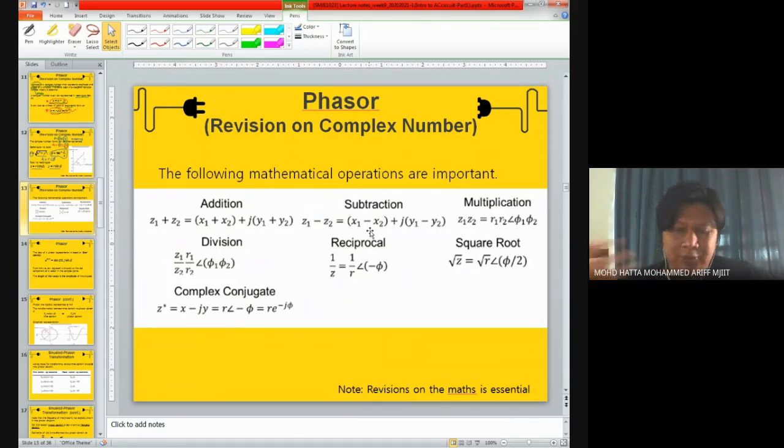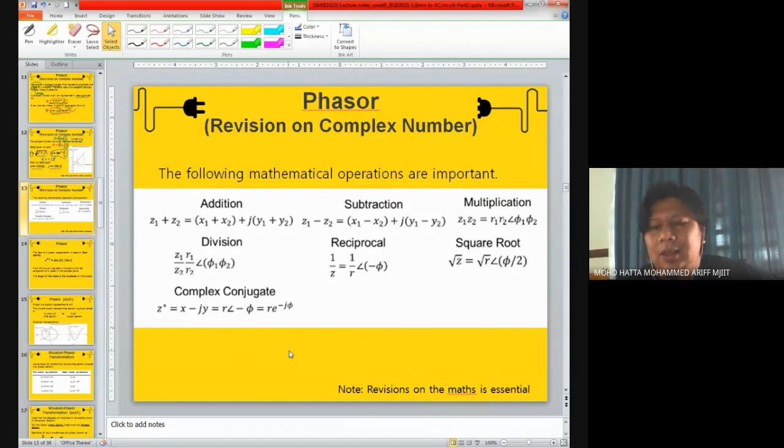If you try to subtract two complex numbers, you need to use rectangular form. However, for multiplication, you can simply use polar form to multiply two complex numbers. There's a lot more over here up until complex conjugate, so hopefully you do some math revision over here.